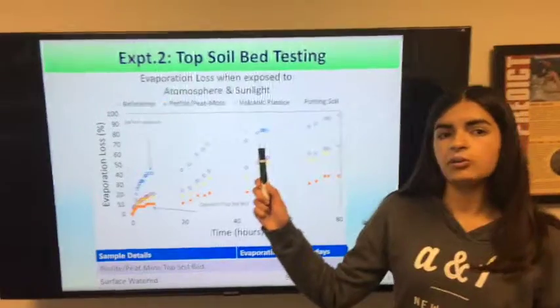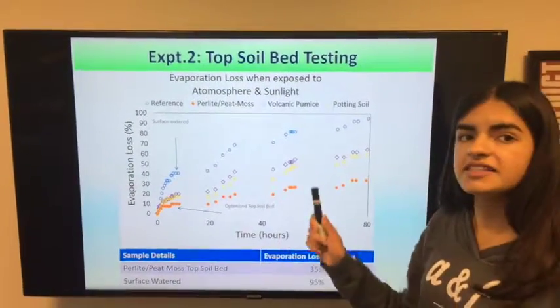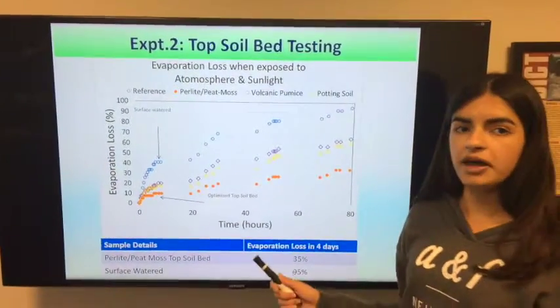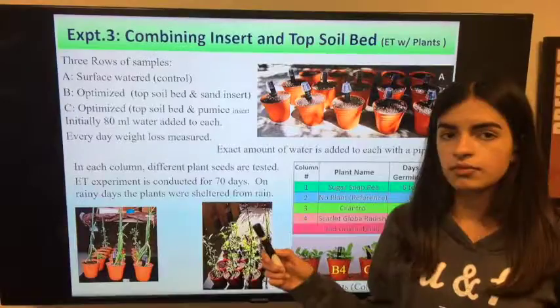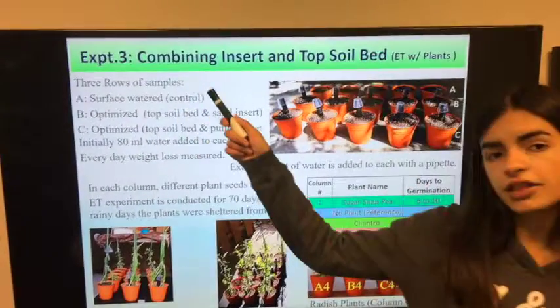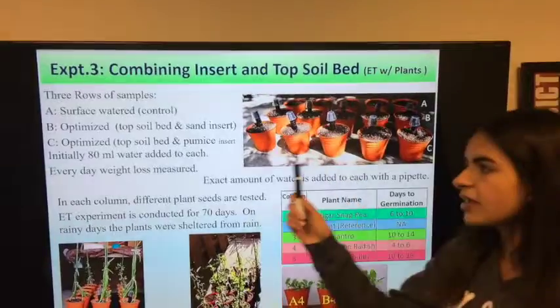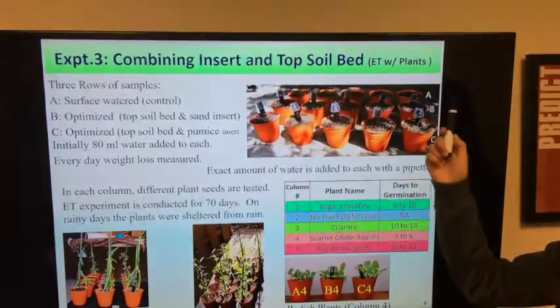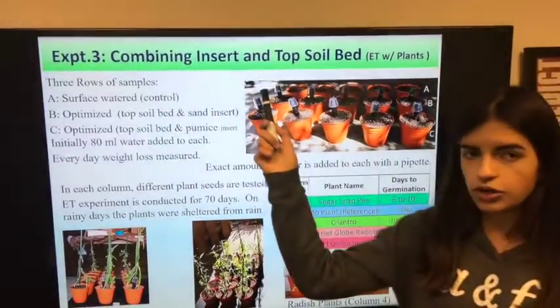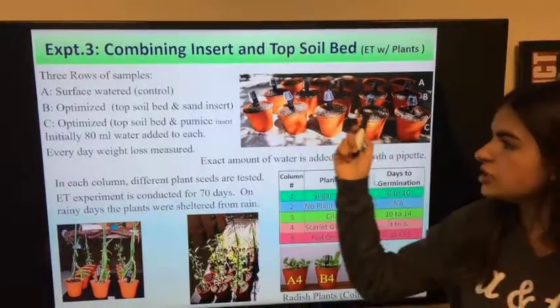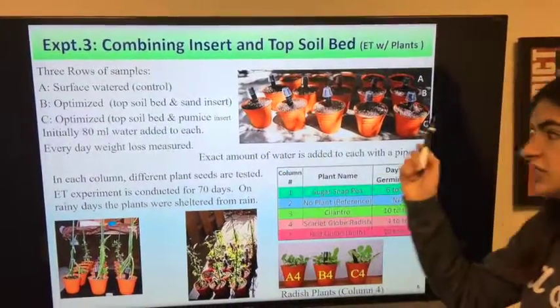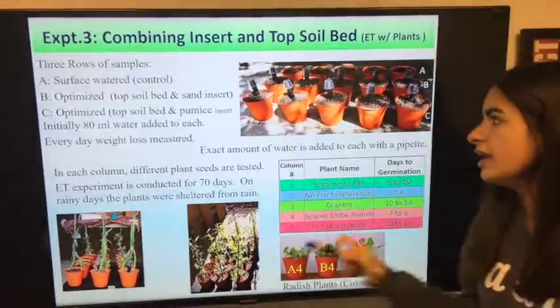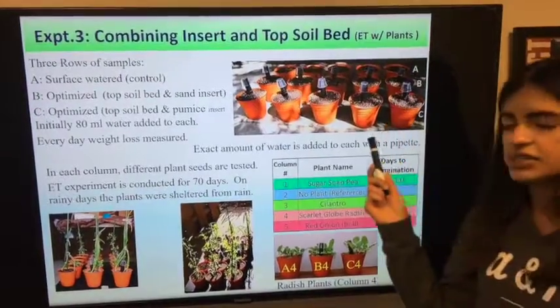For my second experiment, I tested multiple different topsoil beds, and I found that the perlite and peat moss topsoil bed had the best suppression of evaporation loss. For the third experiment, I combined the first 2 experiments with plants, and I had 3 rows of samples. So the first row, A, was the surface water control. Row B was optimized with the sand insert. Row C was optimized with the pumice insert. And in each column, there was a different plant type tested.